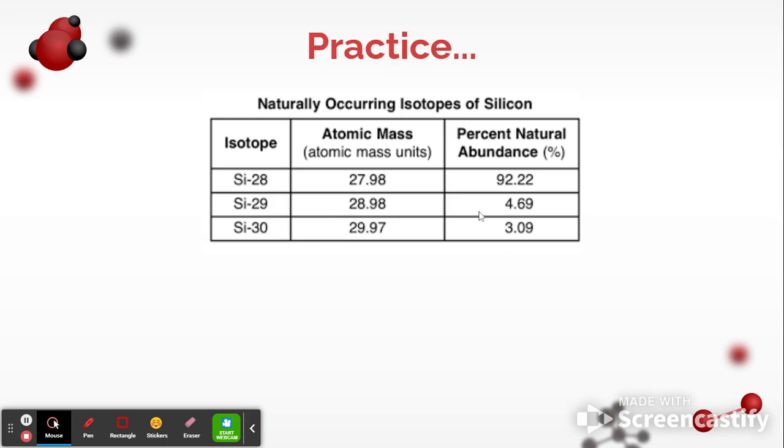An important thing to note is that when doing this expression, you have to divide the percent abundance of each isotope by 100, and be sure, when doing this math, that the atomic mass is multiplied by its corresponding percent natural abundance, divided by 100, of course.